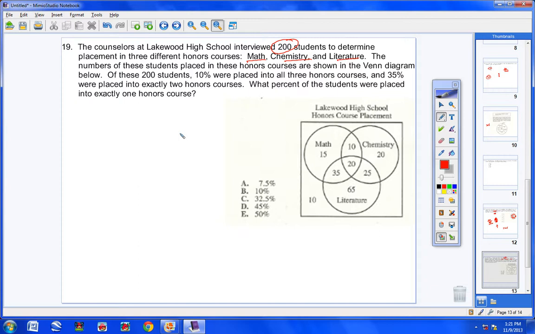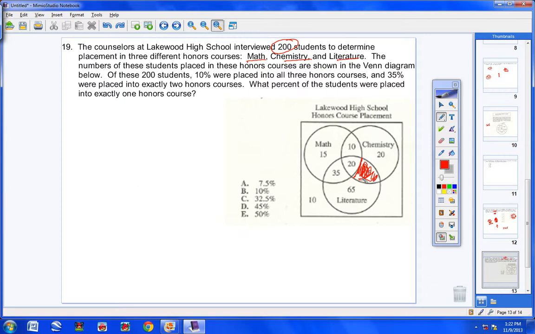They're testing your ability to read a Venn diagram. In other words, these 15 are all by themselves in the math class, these 20 are chemistry, these 65 are literature. Do you see how 35 is in 2 circles? Watch, I'm going to kind of shade it in for you here. 35 is not anywhere in the chemistry circle, is it? It's not, but it is in these 2 circles right here. So 35 students took math and literature. See how this 25 right here, that 25 area is shaded right in here? Do you see that?